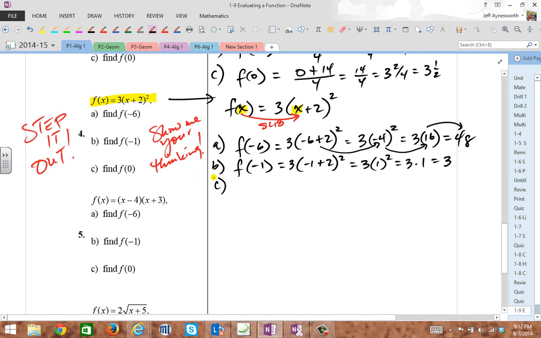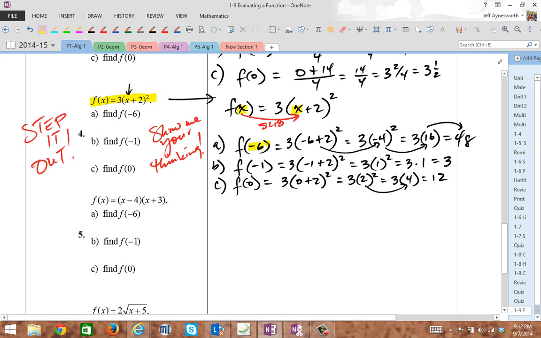All right, next one here, f of 0. Substitute 0 in right there and give it a shot. All right, now let's check our work. We got 3 times 0 plus 2 quantity squared. 0 plus 2 is 2, so you get 3 times 2 squared, which is 3 times 4. 2 squared is obviously 4, and you get a total of 12. Okay? Not bad, not bad.